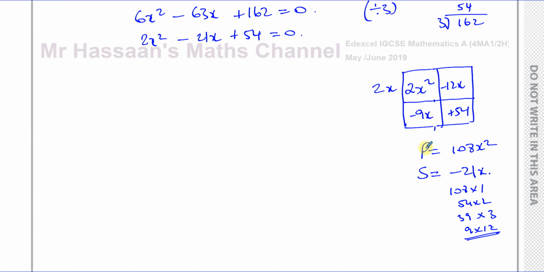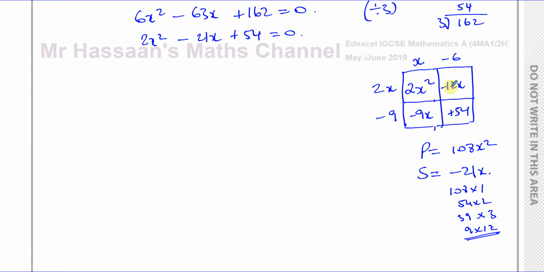I use multiplication, so I know 2x times something gives me 2x squared. Well, there must be an x there. 2x times something gives me negative 12, so that must be a negative 6 there. And x times something gives me negative 9x, so that must be a negative 9. x times negative 9 is negative 9x.